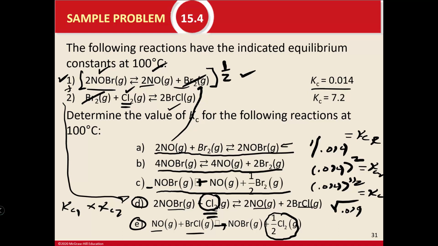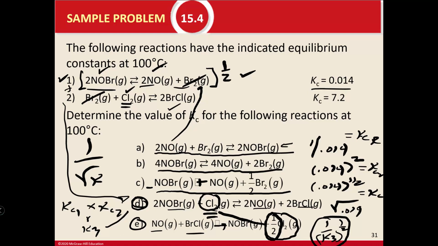So let's say we solve for this one. We call it K3 for D here. To make this easier, it's going to be 1 over K3 to the 1/2 power, because the multiplier here is 1/2. We can tell by this that it's 1/2 compared to that. And it's flipped, so that's why it's the reciprocal. So it's 1 over K3 to the 1/2 power, or you could write it this way: 1 over the square root of K3.